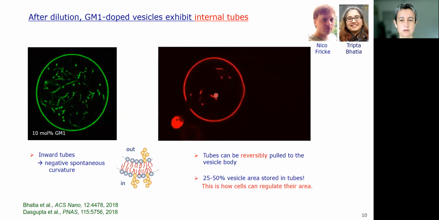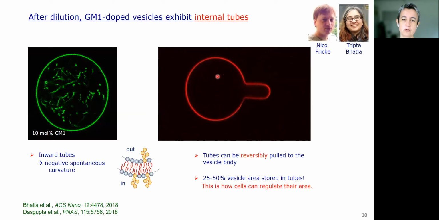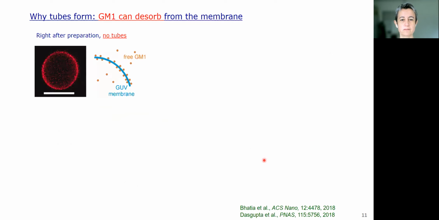These tubes are connected to the vesicle body, and we know about that by aspirating these vesicles with a micropipette, which absorbs the tubes back to the vesicle surface. If you release then the tension, all the tubes reform. And the surprising thing is that around 25 to 50% of the vesicle area can distort into tubes. And this might be a way how cells regulate their area, storing area in such tubular structures.